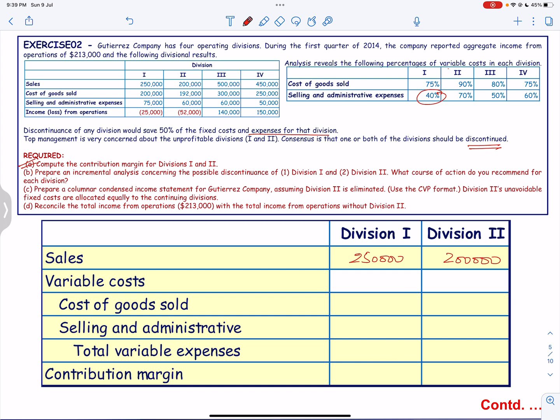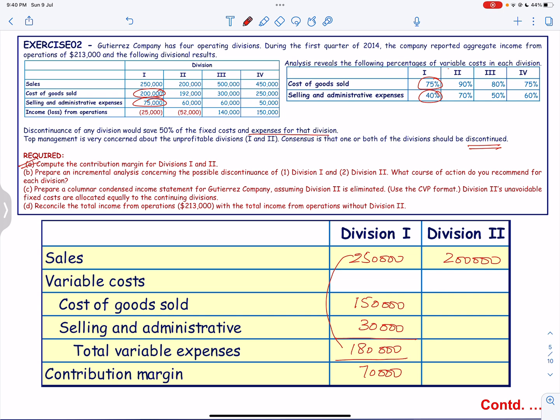The variable cost of goods sold is 75% of 200,000. So 75% of 200,000 will be 150,000. The selling and administrative 40% are variable of 75,000. So 40% of 75,000 is 30,000, and this gives us a total variable cost of 180,000. Now sales minus variable cost will give us the contribution margin of 70,000.